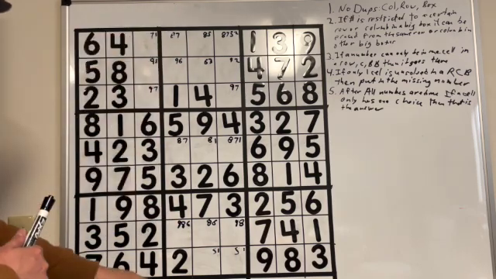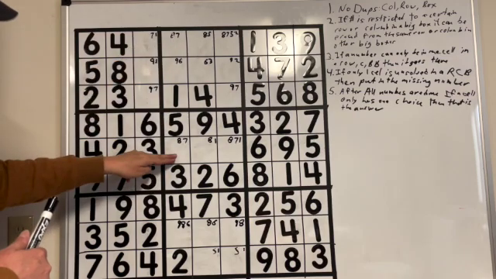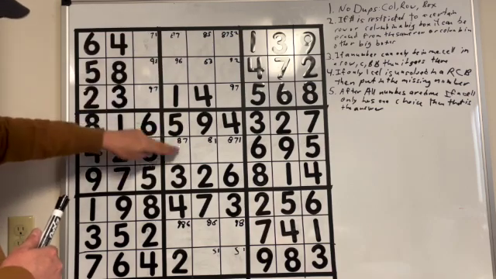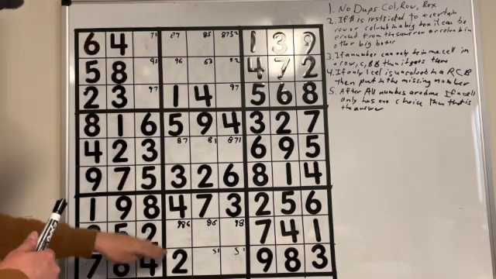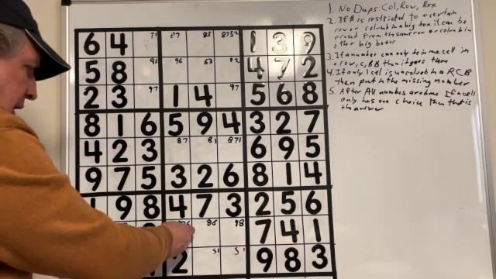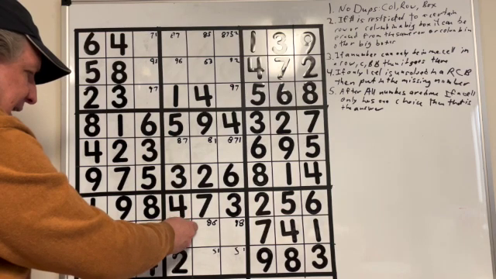Within this column, we have 2 cells and 2 choices. We know 8 and 7 are going to be in these 2 boxes in this column. Therefore, 8, 7 cannot be anywhere else in this column. That 8 goes away.